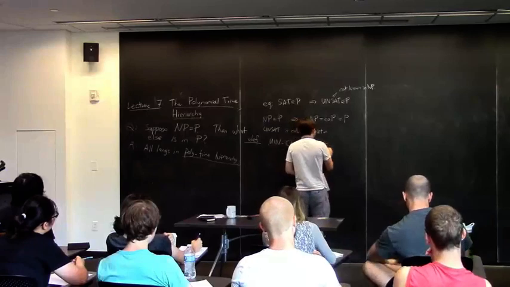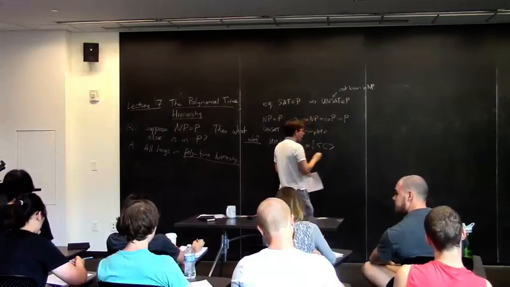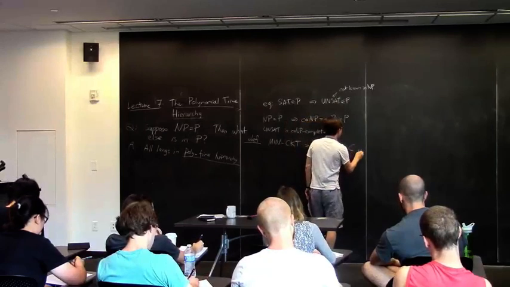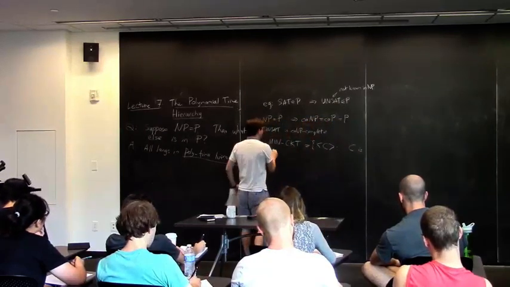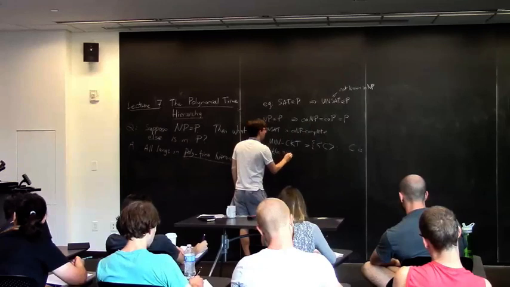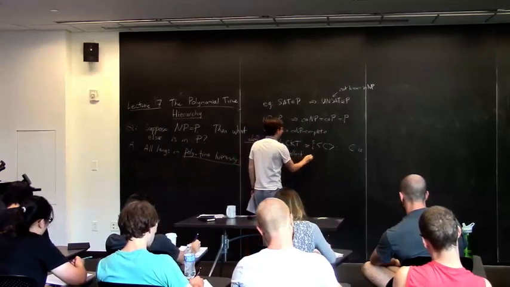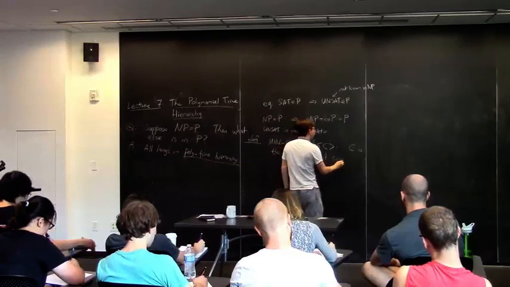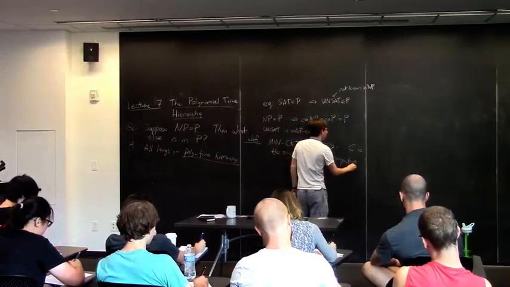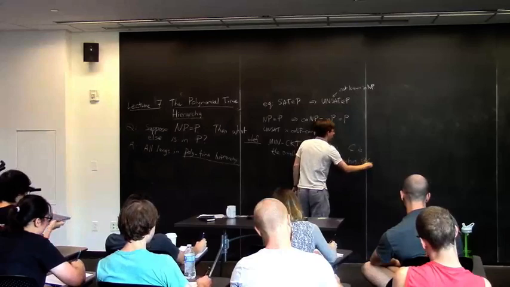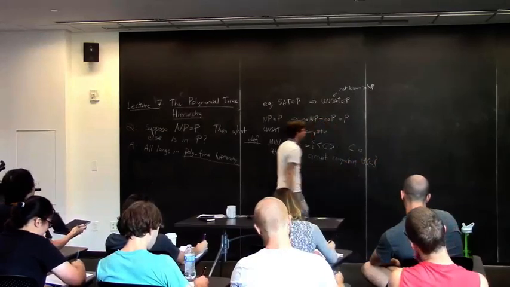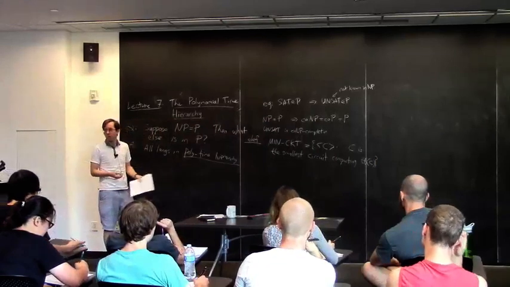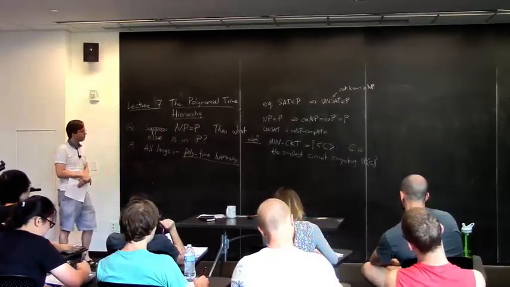MIN-CIRCUIT is the language of all the encodings of Boolean circuits C, such that C is the smallest circuit, smallest in terms of size, meaning number of gates, computing the same thing as C, which I'll write like this, computing the truth table of C. So in this formulation, MIN-CIRCUIT is a language of all circuits C that are optimal for doing the job that they're doing.